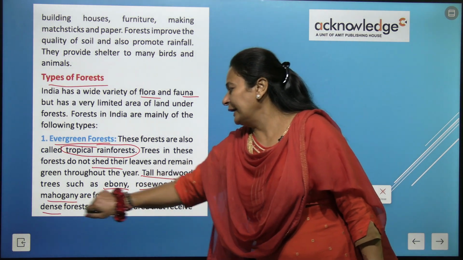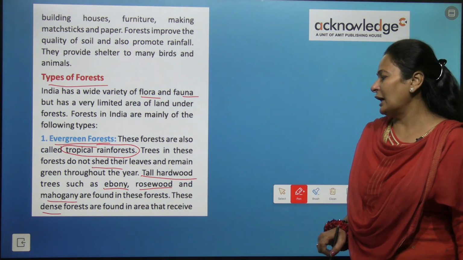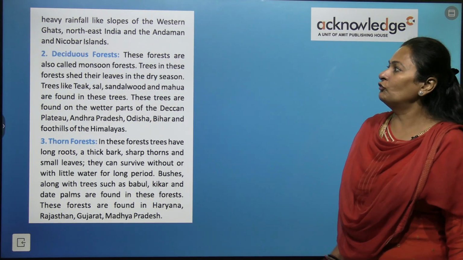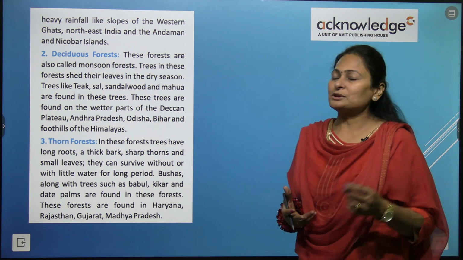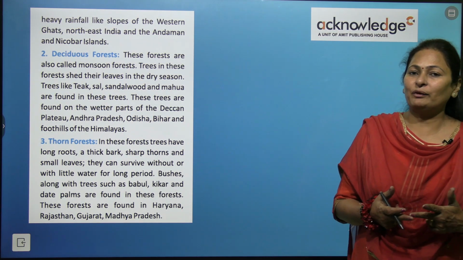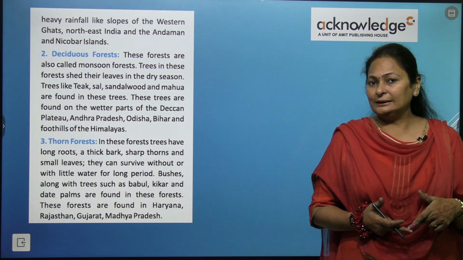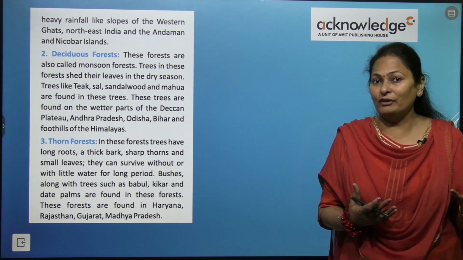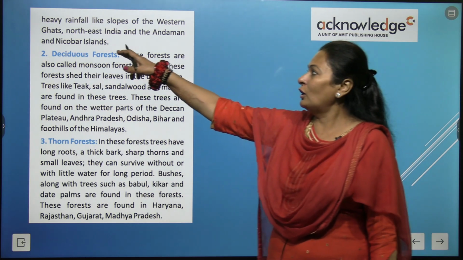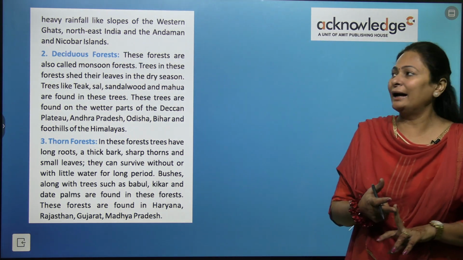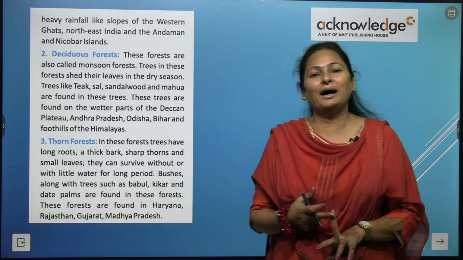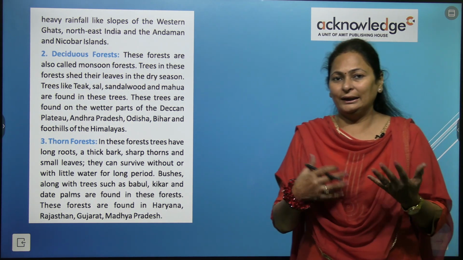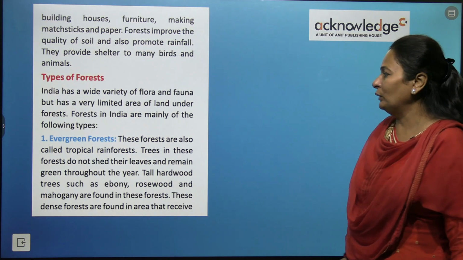So this is called dense forest. These dense forests are found in the areas that receive heavy rainfall, like the slopes of the Western Ghats. We have learned the Eastern and Western Ghats. These kinds of trees grow in the Western Ghats and Northeast India, and on islands like Andaman and Nicobar.